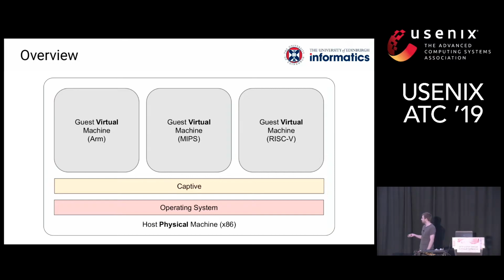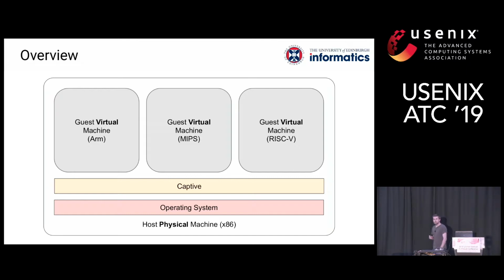So there's Captive sitting on top of your operating system, which has to be Linux. You've got your host physical machine, which is where your keyboard is. You've got Linux running, you've got Captive, and Captive provides the illusion of guest virtual machines that are of architectures that are different to the host. So here, our x86 host physical machine is hosting a bunch of guest virtual machines of different architectures. There's an ARM one, there's a MIPS one, and there's a RISC-V one there.